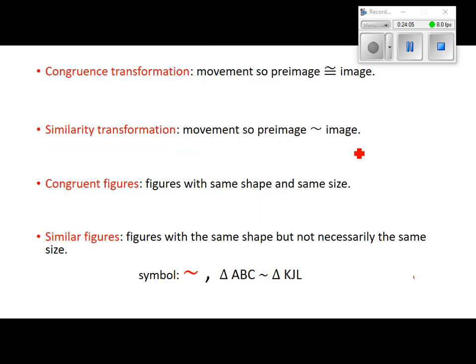Fill in what you need to fill in on this. We've talked about this before. Just going back over it again.